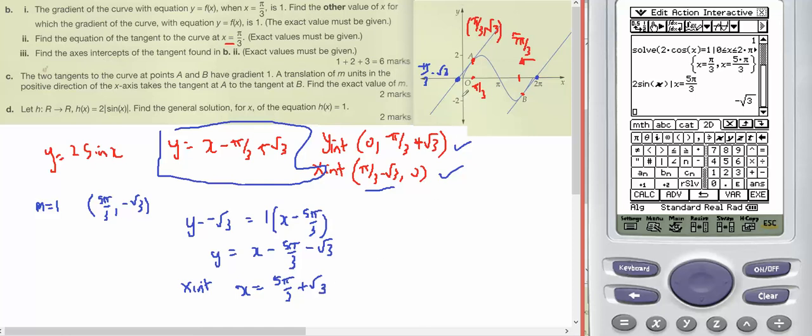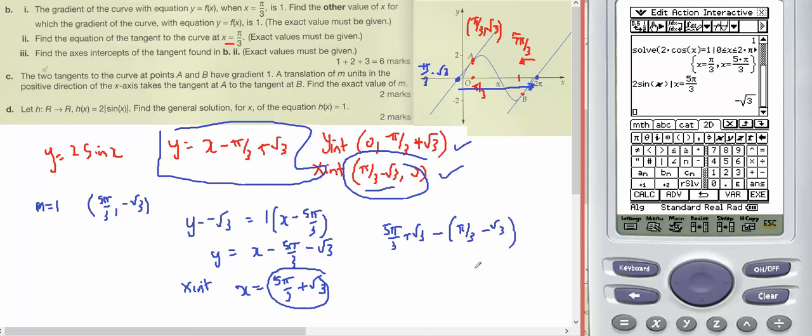Now, to know this distance m will be this 5 pi on 3 plus root 3 minus this pi on 3 minus root 3. It's going to be 5 pi on 3 plus root 3 minus pi on 3 plus root 3, so 2 root 3 plus 4 pi on 3 is going to be the distance of m.